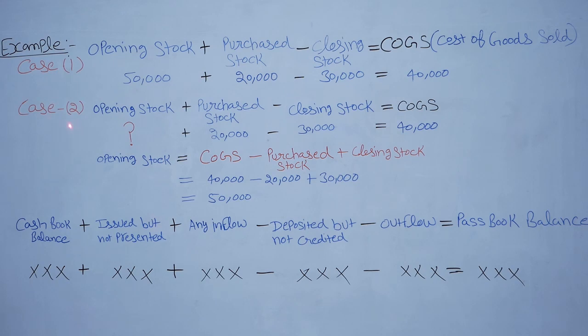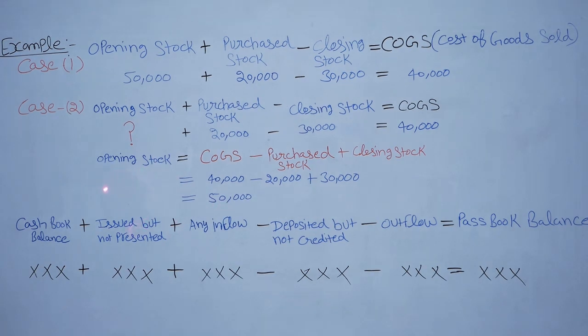Now come to case number 2. Suppose opening stock is not given and the rest of the items are given, like purchase stock, closing stock, cost of goods sold. In this case the formula will be different. Now we have to calculate opening stock. So opening stock is equal to cost of goods sold, minus purchase stock (purchase stock is plus, so it becomes minus), plus closing stock (closing stock is minus, so it becomes positive). So cost of goods sold 40,000 minus purchase stock 20,000 plus closing stock 30,000. After calculating, we get opening stock of 50,000.